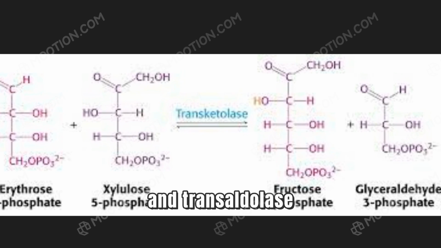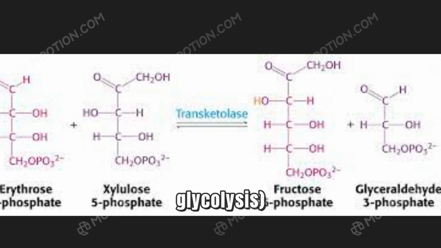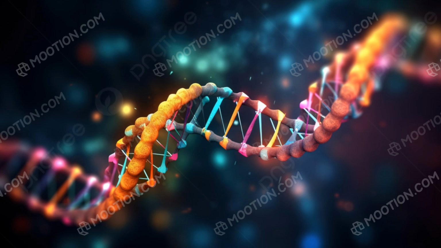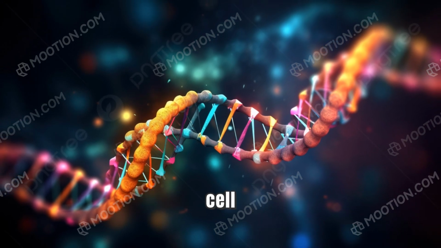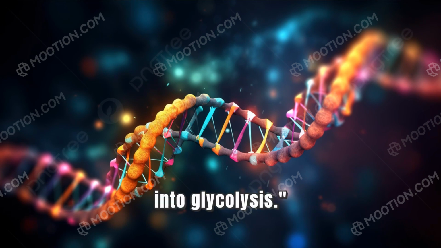Transketolase and transaldolase rearrange carbon atoms to produce fructose 6-phosphate, which goes back to glycolysis, and glyceraldehyde 3-phosphate, another glycolytic intermediate. Remember, this phase is all about flexibility. The cell can make ribose for DNA or shuffle carbons back into glycolysis.